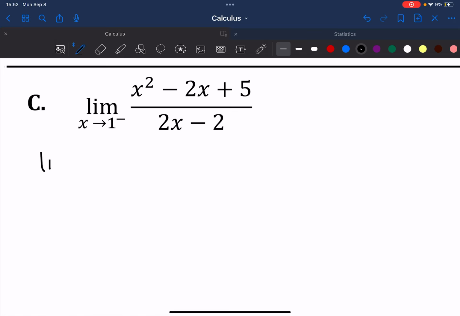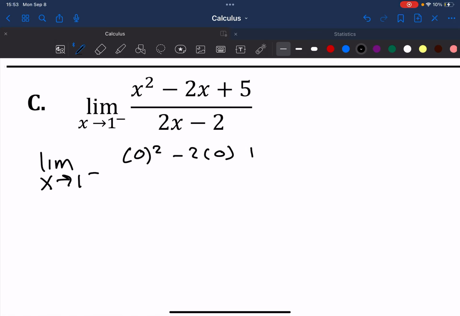So what I'm going to do instead is just plug in a number to the left of 1. So I can do the limit as x approaches 1 from the left, and I can pick any number. So let's say I pick 0.5, 0, negative 0.5, any of those would be okay. So let's go ahead and make it easy on ourselves and choose 0.